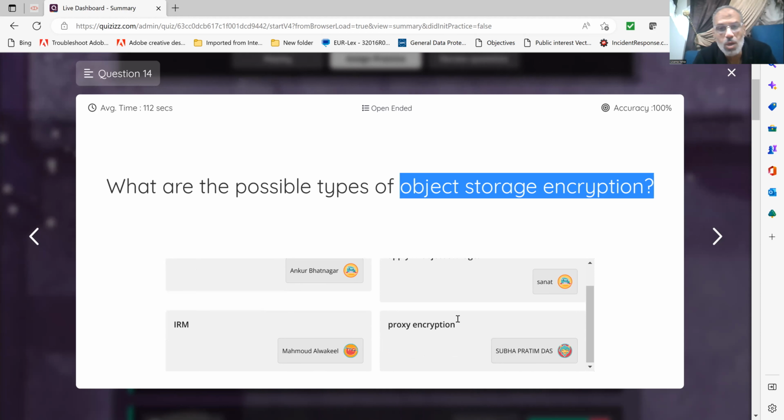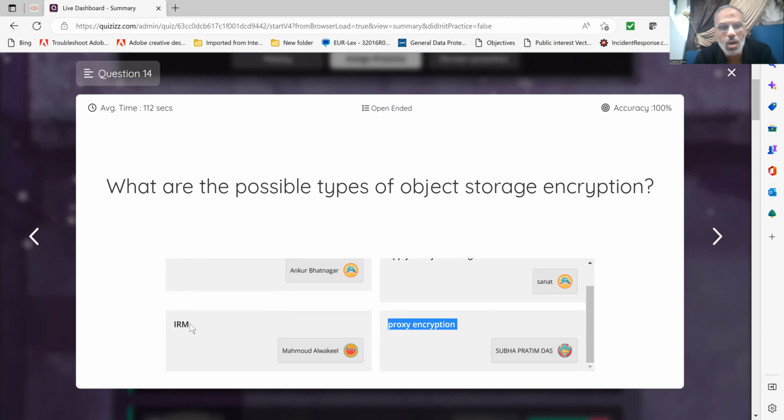Proxy encryption, there is nothing called proxy encryption. IRM, no, IRM is not doing encryption. It is some way of authorization: what you are allowed to do with a file, to read, to change, and so on.